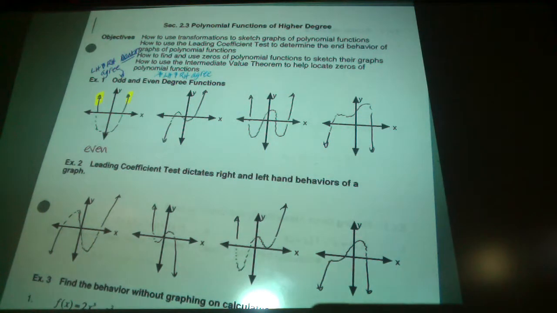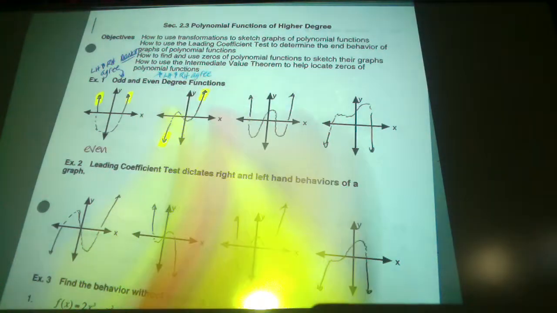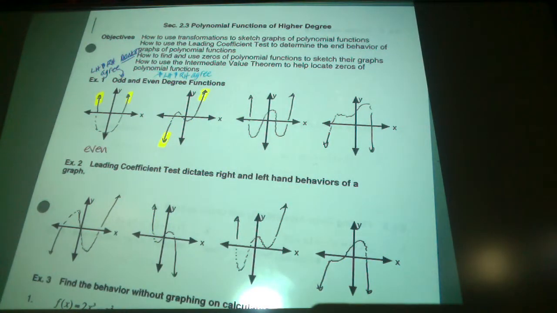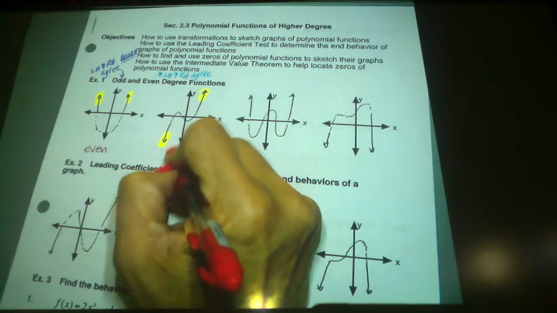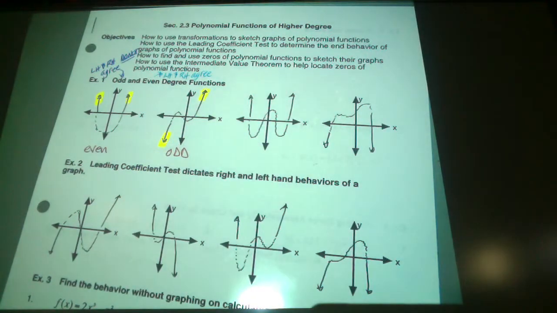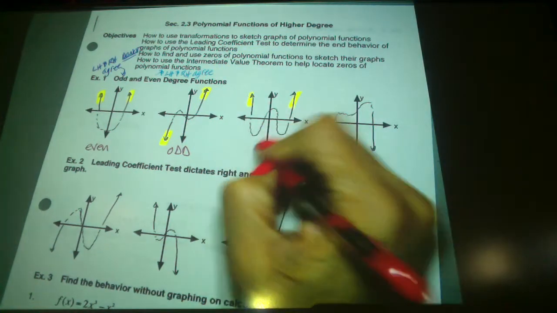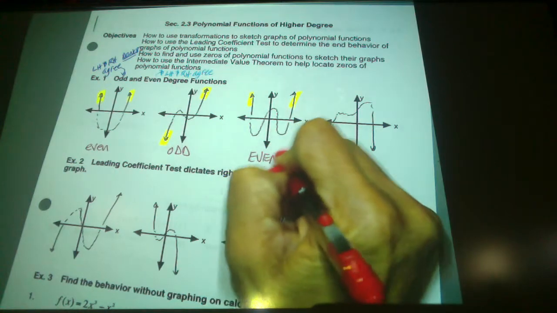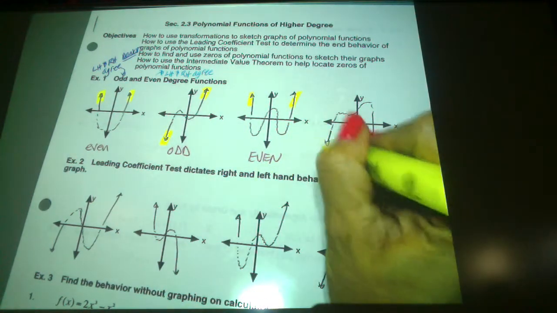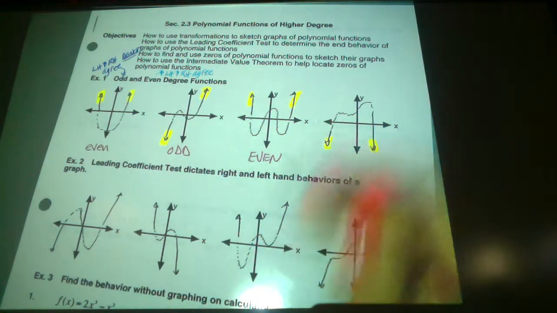So look at the second picture. Isn't your left and your right hand disagreeing? One's going positive, one's going negative. So that means this is an odd function. So you name the other two. These two agree, right? So this is an even function. And these two agree. So it is another even function.